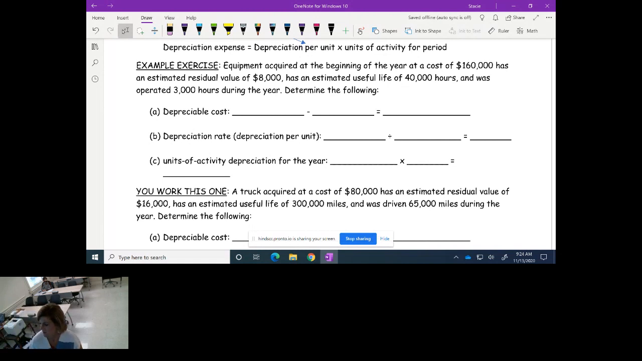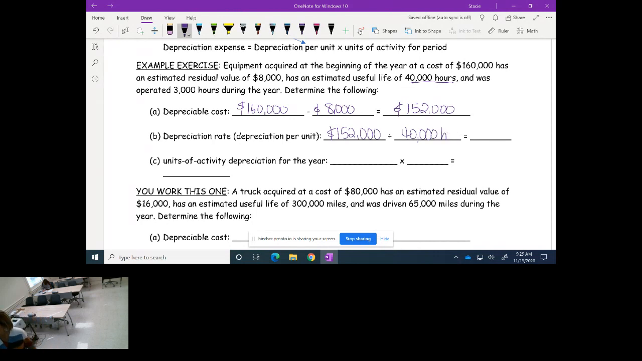So depreciable cost on this one, the cost is $160,000. The residual is $8,000. This is an estimate. Whenever they say residual value is this, it's always going to say estimated, because there's no way they can have any clue 5 years from now what that's going to be worth. They're just guessing. All right, so $152,000 is our depreciable cost. Now we've got to figure out how much our depreciation per unit is going to be. This is similar to straight line, but instead of years, we're going to use hours. So we're going to take our $152,000 and divide it by this 40,000 hours.